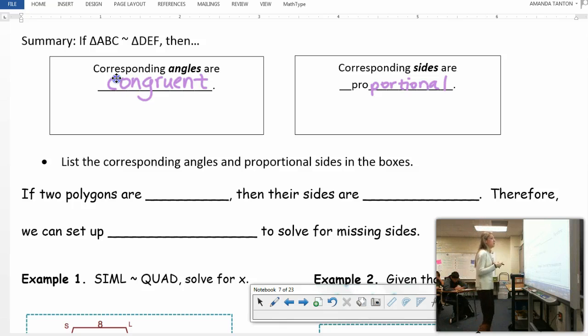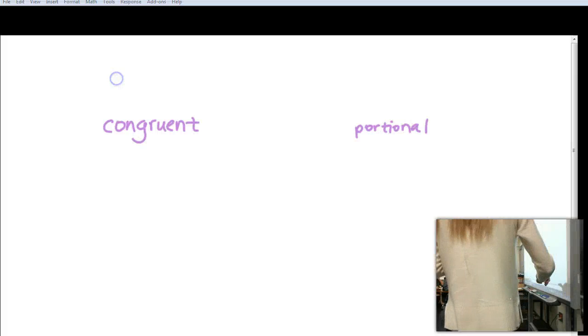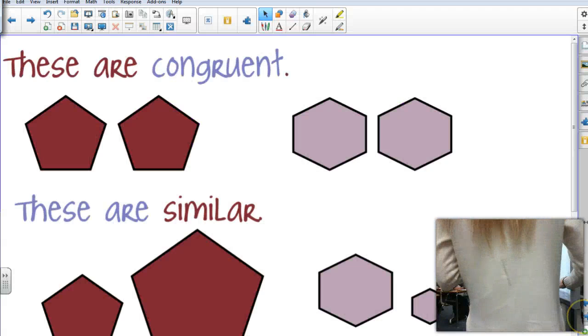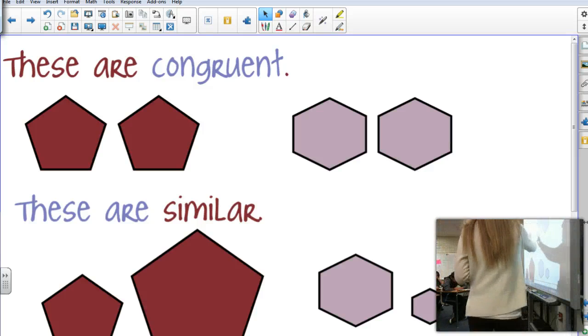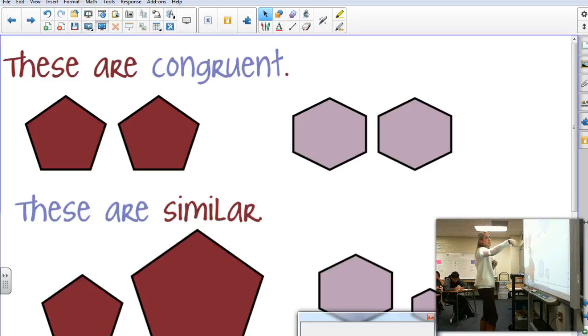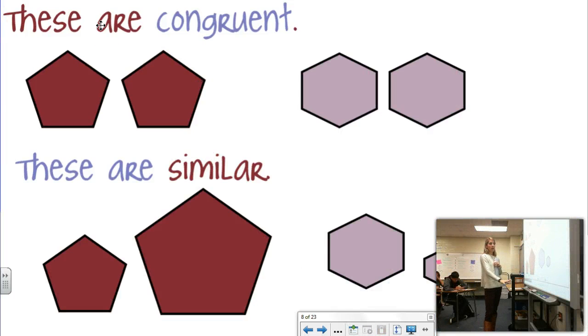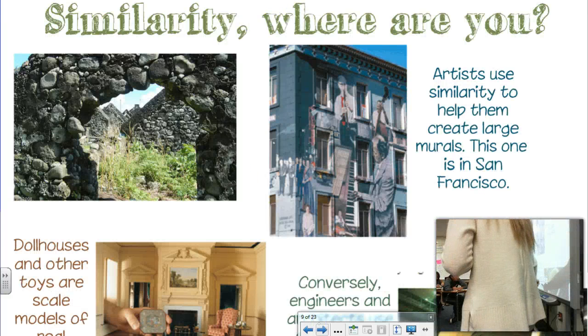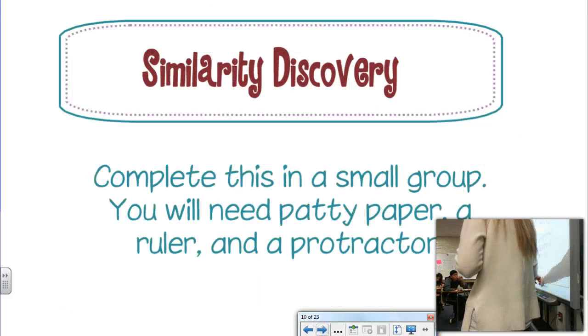If two polygons are blank, I think I have this in my lesson. These are congruent, these are similar. Congruent is same size, same shape, whereas similar is same shape but different size. The size changes, not the shape. The shape remains intact. We're not really going to talk about that.